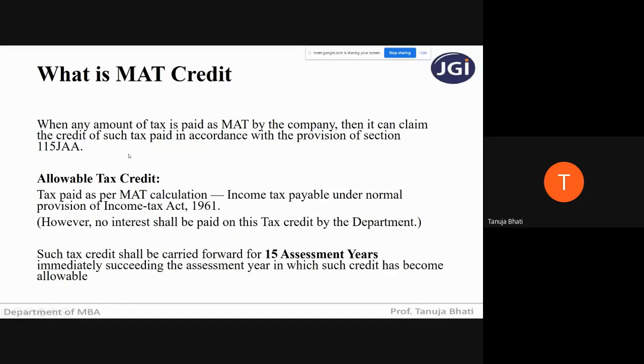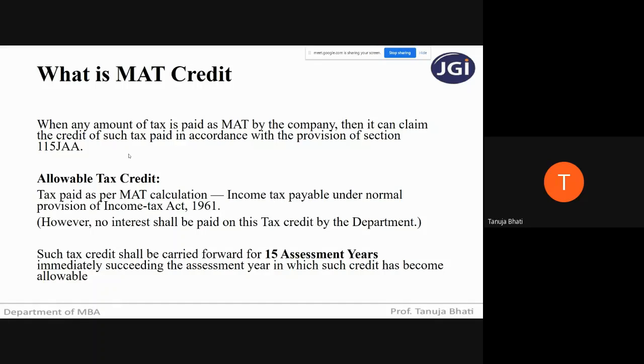Okay, students, one thing I want to know from you all. MAT is applicable to all the companies. Agreed? Yes. Now MAT was imposed or brought into picture because companies used to pay lesser tax or no tax as per the Income Tax Act, whatever they had to pay.